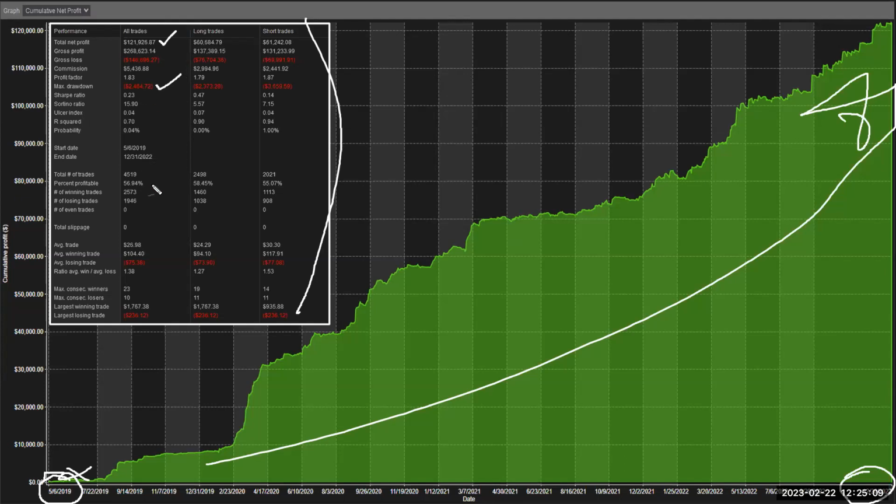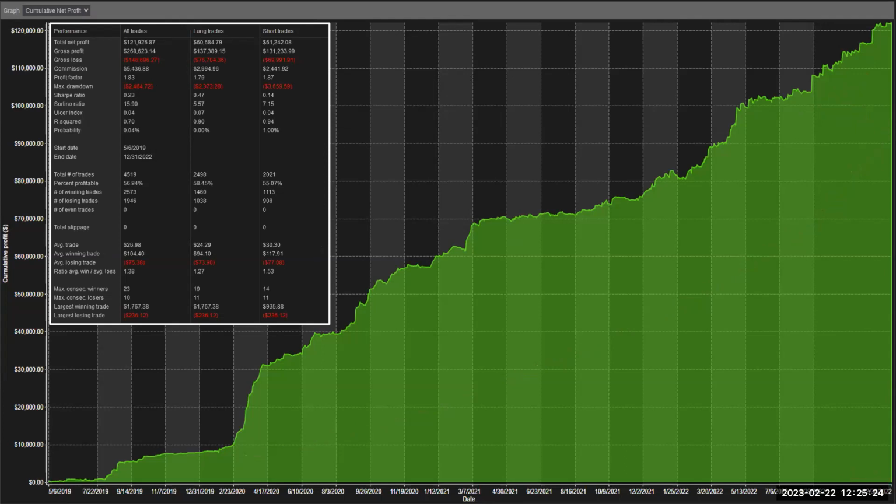This portfolio has a 50% winning percentage with a profit factor of almost 2 to 1. And guys, this isn't discretionary trading. These are fully automated trading strategies.